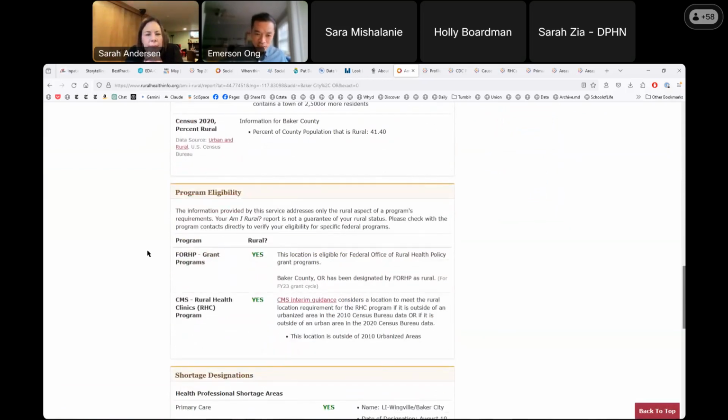They just use different definitions. RHC uses urbanized areas from the census, and FORP uses RUCAs. Under RUCAs, the urban areas take up more space. So you could be eligible for RHC but not eligible for FORP. It's just the fact that they're using different definitions. So you could be eligible for one or the other, but not necessarily both.